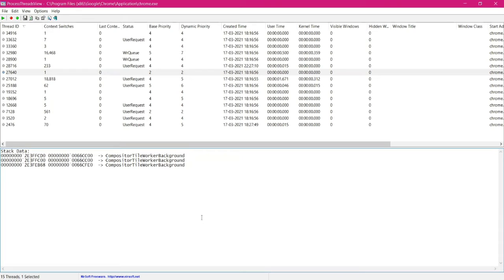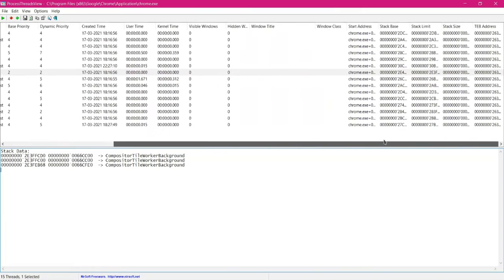So now let's understand threads using a software. This is a software whose name is Process Threads View. Here it shows the number of threads which are running right now in my system. So we see this is the thread ID and these are the thread IDs of the processes, which means that there are these many processes running right now. Each process has context switches, then the status, the base priority, dynamic priority, the time at which the thread was created, and many other such attributes.